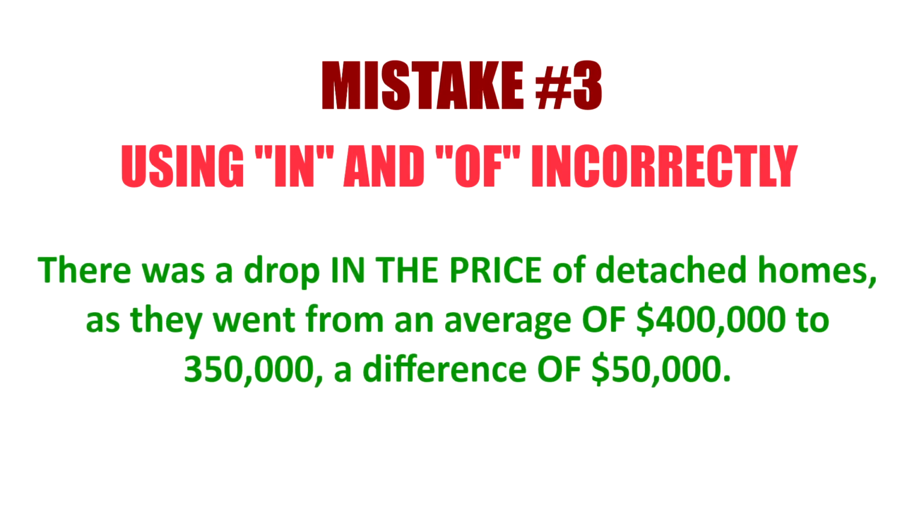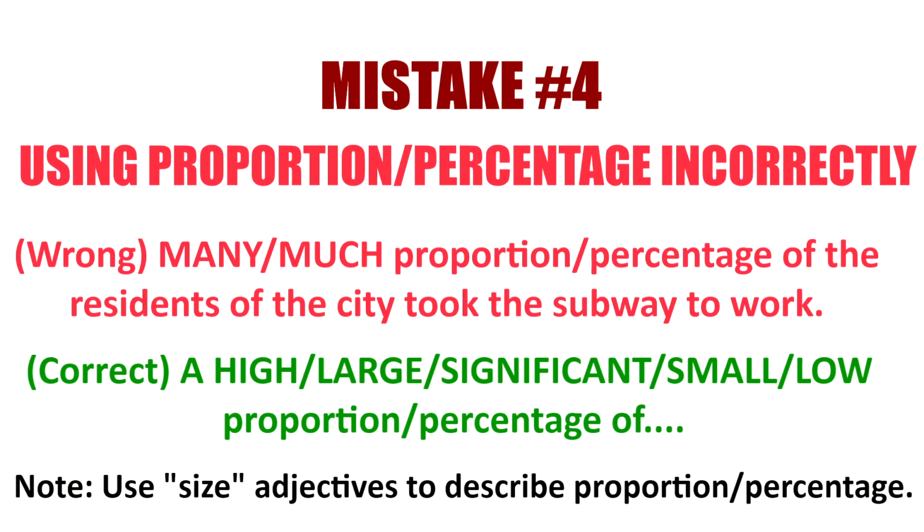Let's look at one more example. There was a drop in the price of detached homes as they went from an average of $400,000 to $350,000, a difference of $50,000. Okay, let's look at mistake 4 that people make. Often they use the wrong adjective before percentage and proportion. Let's look at an example that is incorrect. Many or much percentage of the residents of the city took the subway to work. This is incorrect.